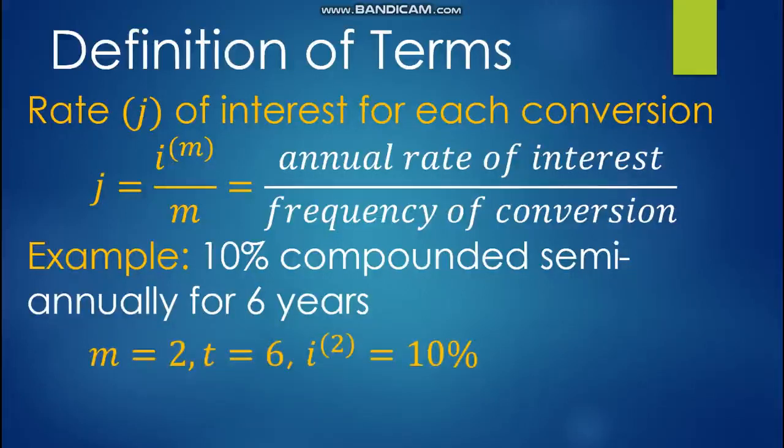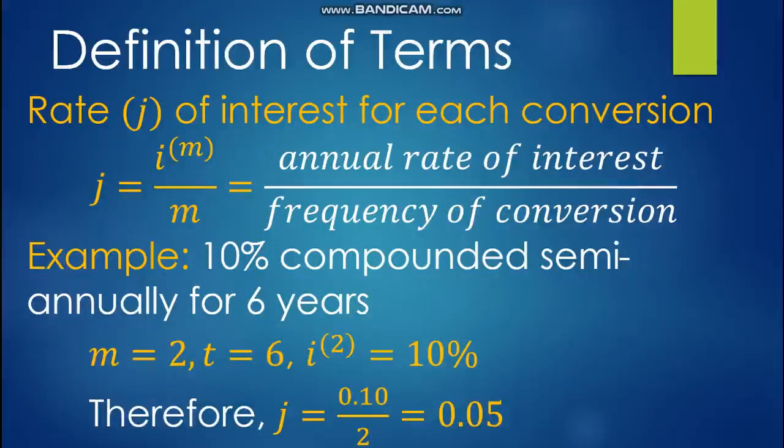Therefore, we have j equals 0.10, which is 10% in our problem, all over 2, where 2 is the frequency of conversion, that is semi-annually. So therefore, every 6 months, the rate of interest is 0.05. That is the interest for every 6 months, or the interest rate for each conversion.